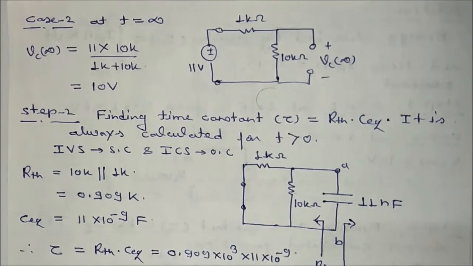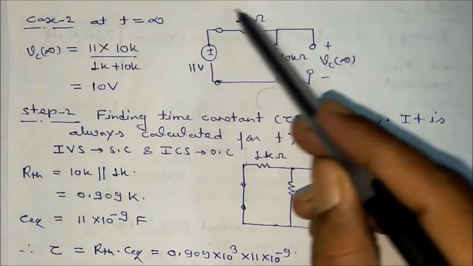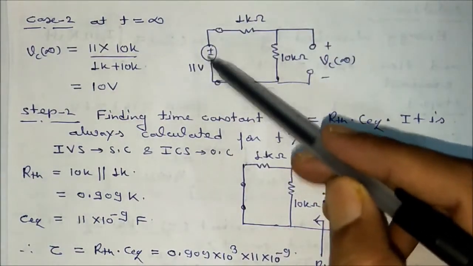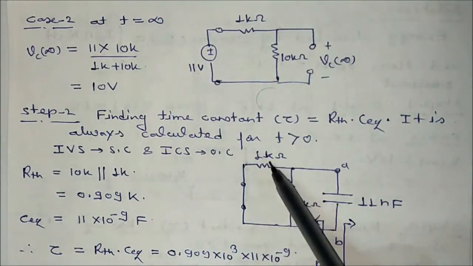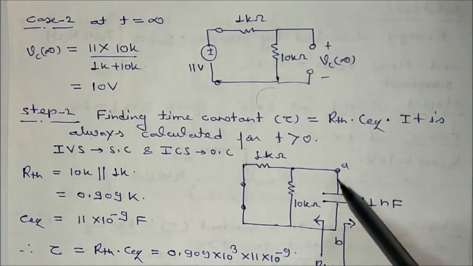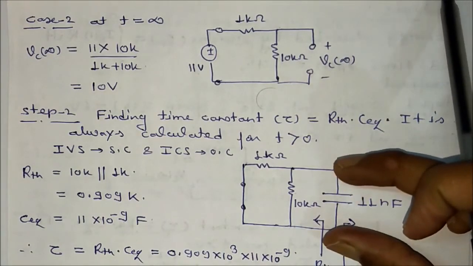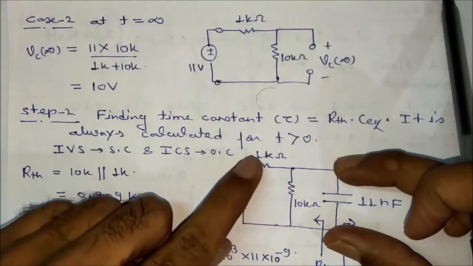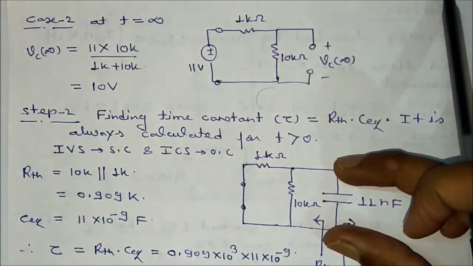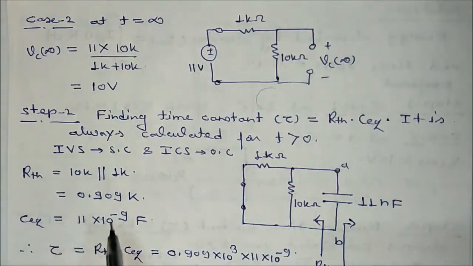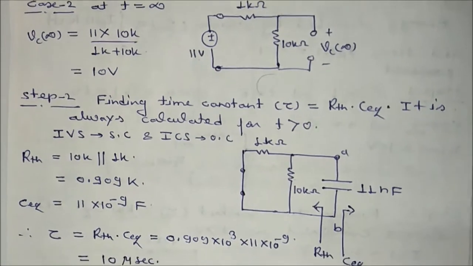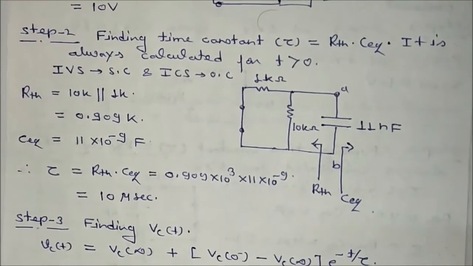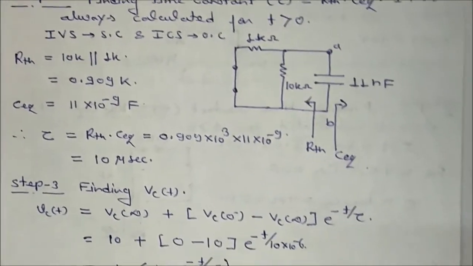If we draw the circuit, what will happen? This is the circuit for t greater than 0, but this voltage will now be short circuited. This is 1 kilo ohm, 10 kilo ohm. This is a capacitor. Across this terminal, if you find RTH, this 1k and 10k will be in what? Parallel. If it is parallel, RTH will be what? 0.909k, and C equivalent will be 11 into 10 power minus 9 farad. So tau will be RTH into C equivalent. If you do, what you will get? That is 10 microsecond.